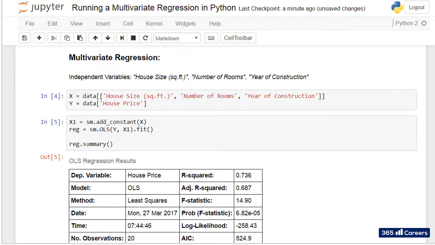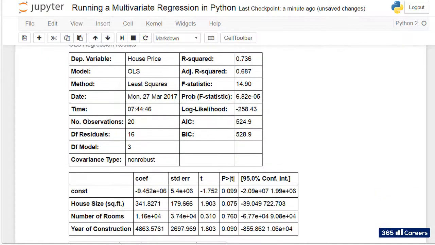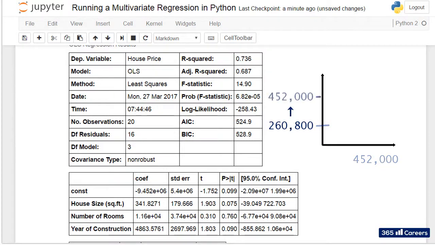Let's examine the values of the statistics obtained. The coefficient of the constant came out in scientific notation. After we transform it to a standard notation, we will get a result near 452,000. So, the coefficient values of the constant and of the house size drastically changed. Do you agree? The constant jumped from 260,800 to 452,000, while the house size beta dropped from 402 to 341.